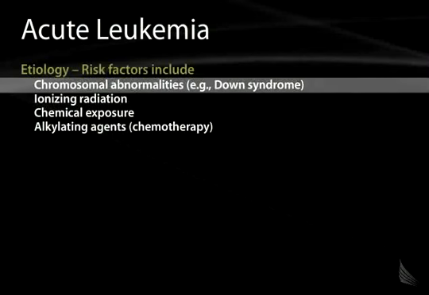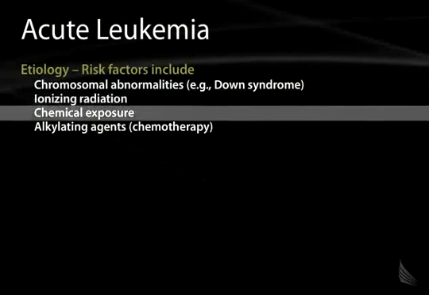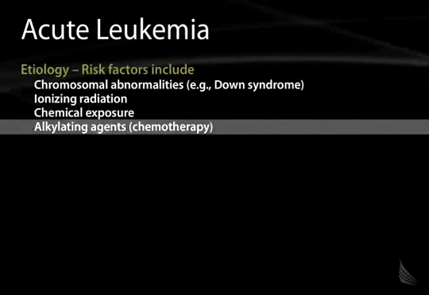Risk factors for acute leukemia include chromosomal abnormalities, specifically trisomy 21, Down syndrome, ionizing radiation from either occupational exposure or prior therapy for pre-existing malignancy, chemical exposures including chemotherapies or benzenes or some of the other industrial chemicals, and alkylating agents. Specifically in terms of chemotherapeutic medications, they have been known to cause acute leukemias down the road.